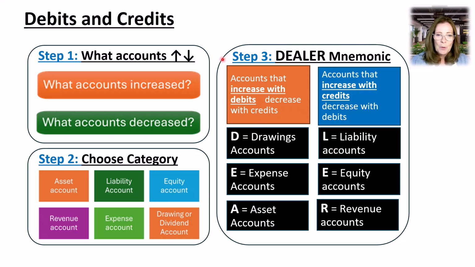In step 3, we'll use the DEALER mnemonic to determine whether each account should be debited or credited. The DEALER rule tells us that drawings, expenses, and assets increase with debits, while liabilities, equity, and revenue increase with credits. Once we've completed these 3 steps, we're ready to enter the transactions in T accounts. Remember, every transaction must have at least one debit and one credit, and total debits must always equal total credits.